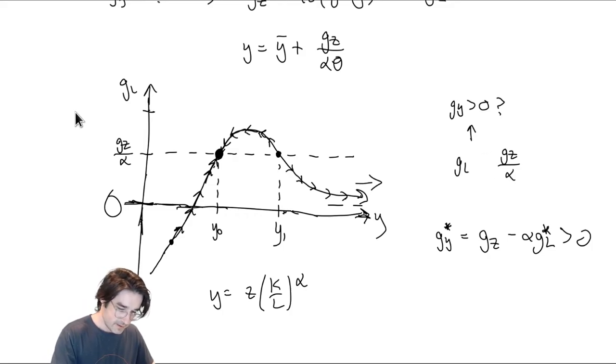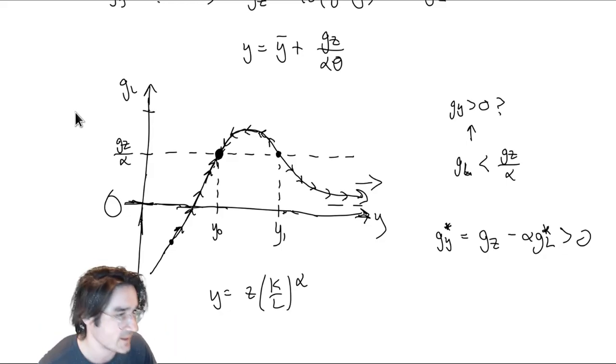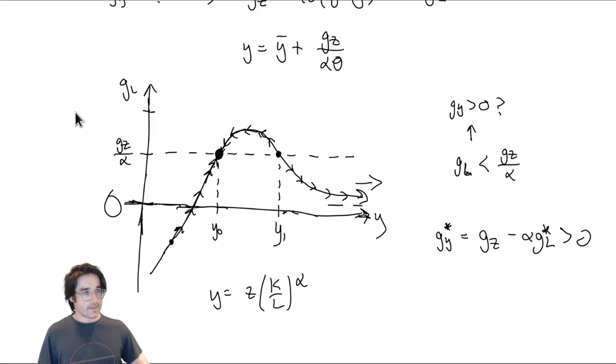You're right. So G, yeah. No, you're right. GL is pushing things down, so that means still less than the technological level, right? That's correct. Thank you.